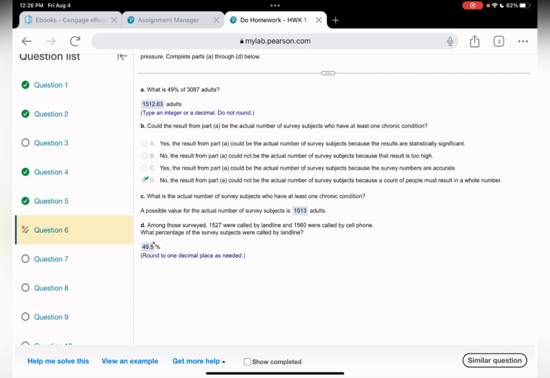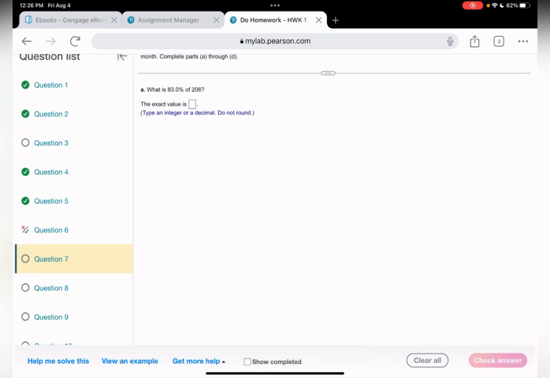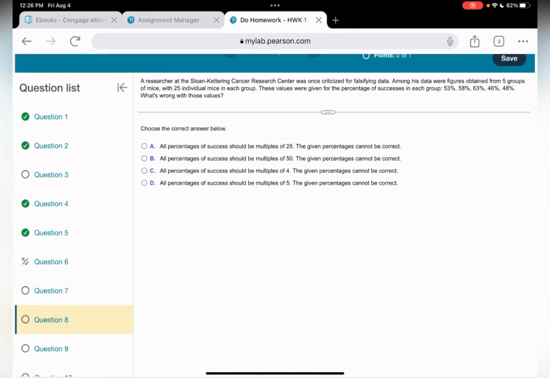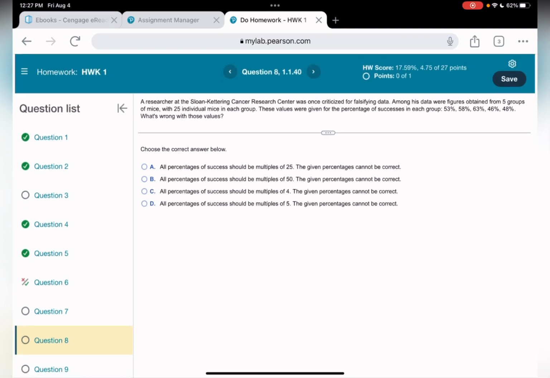Okay, let's see what is in question number 7. Okay, looks like this is going to be the same question. I'm skipping it so you can complete it yourself. Moving to number 8. So let's see what we have. Which question is that? 8.